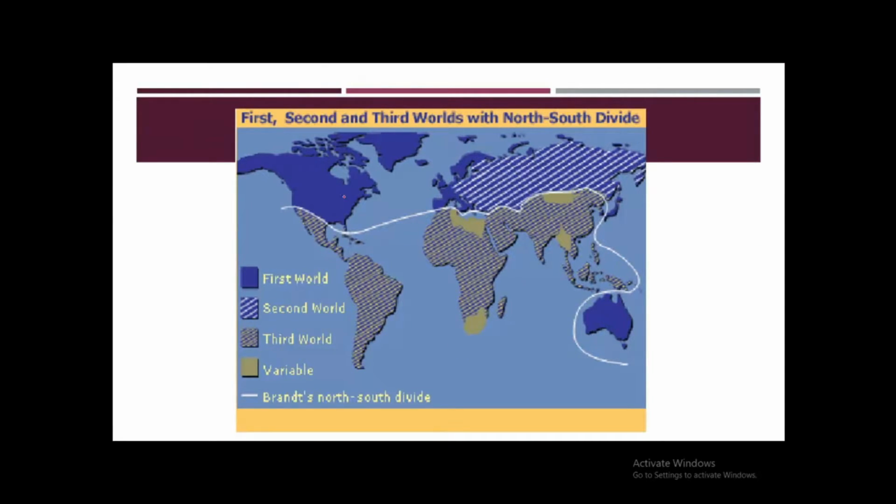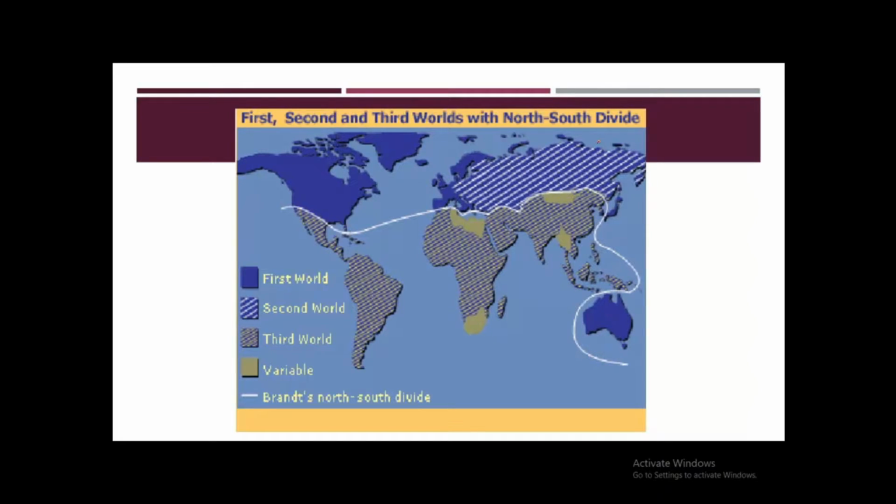It is dividing North America from Central and Latin America. Then it moves on to Europe, dividing Europe and Africa. Then it moves on towards Russia, excluding China. Then it dips down towards Australia and New Zealand, including them in the global north.